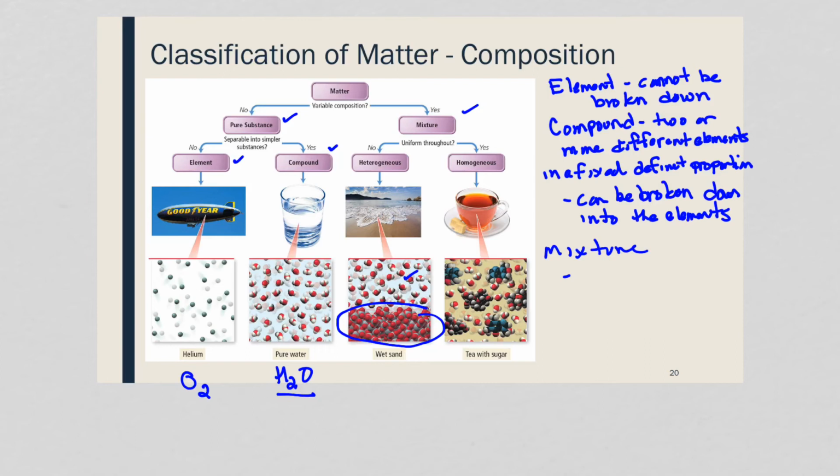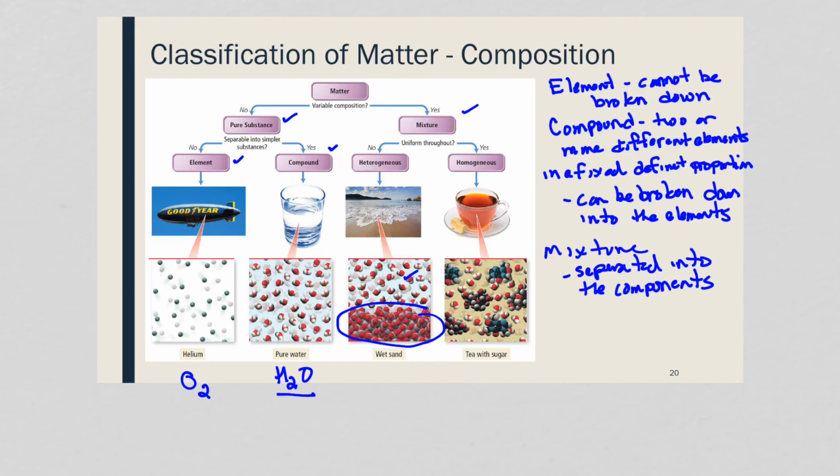Both of these things can be separated into the components. And there's various ways that we can separate them. Some basic ways to separate the components of a mixture might be something like filtration. So sand and water could be something as simple as running it through a filter paper to separate the solid from the liquid.